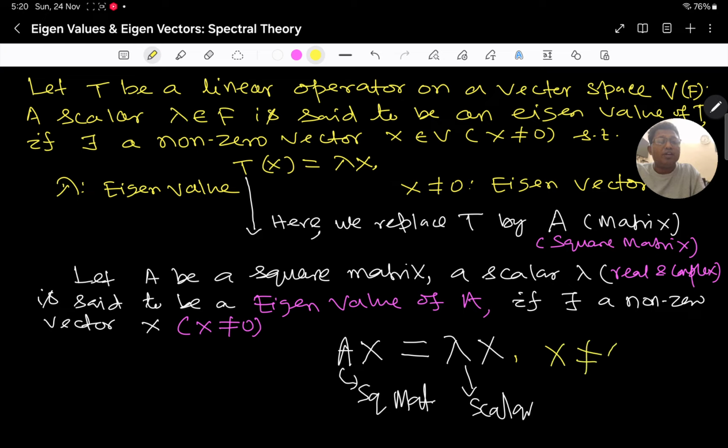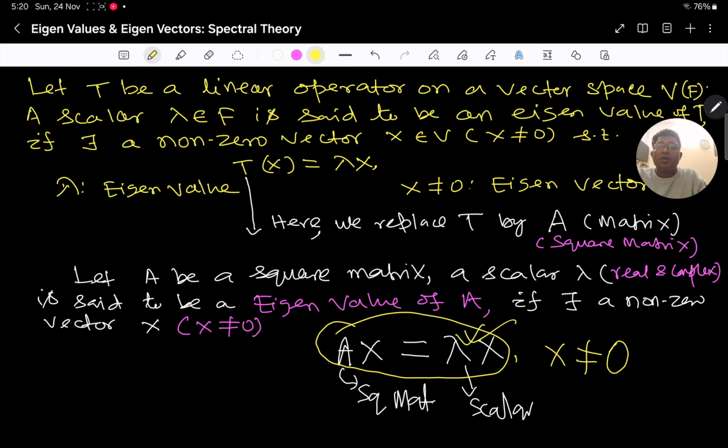Is it not interesting? x is not equal to 0, and on the left hand side a matrix is multiplied with x, while on the right hand side a scalar is multiplied with x. It is surprising to see the left hand side is the same as the right hand side with x not equal to 0. And after simplification, if you solve it, the value of lambda is called the eigenvalue.